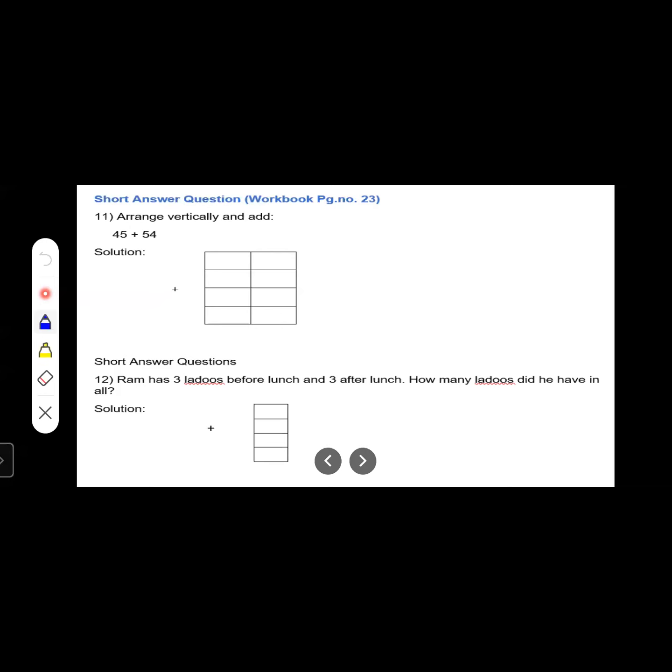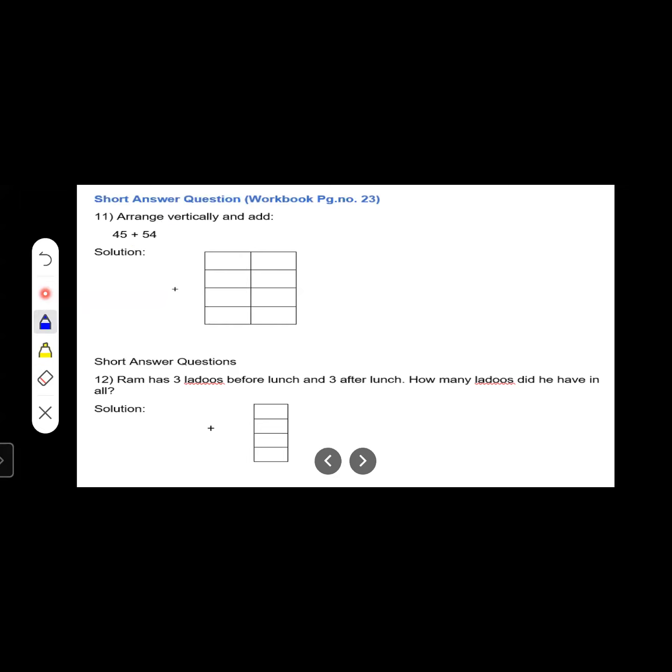First, as I always told you, write tens and units. A box is given, you can see the box. So here in the box, we will arrange these two numbers. What are the two numbers given? 45 and 54. First, always write tens and units here.